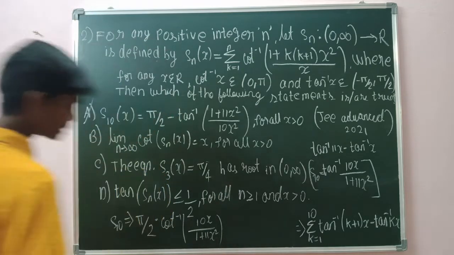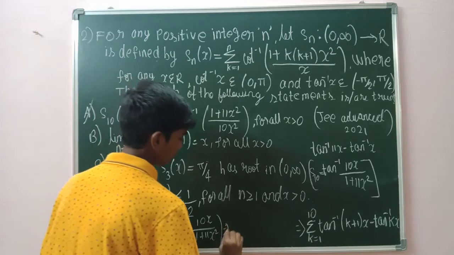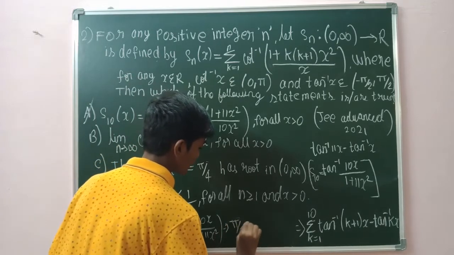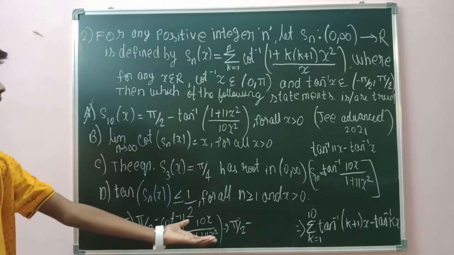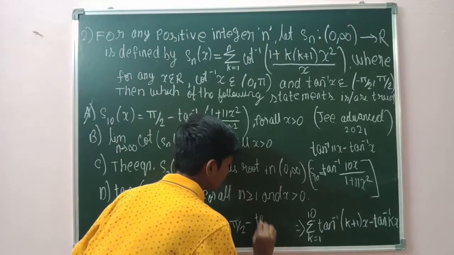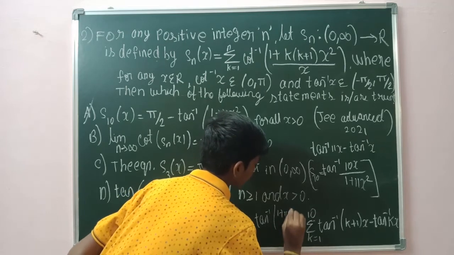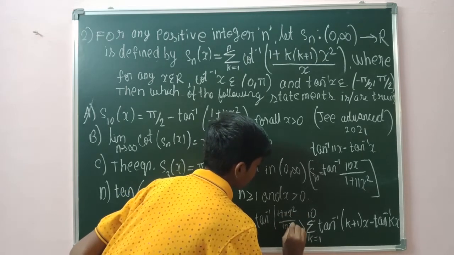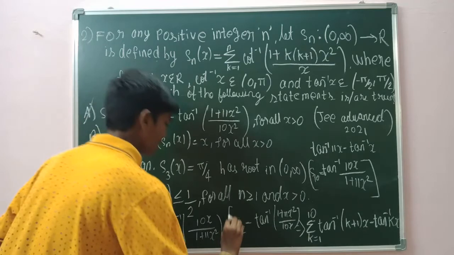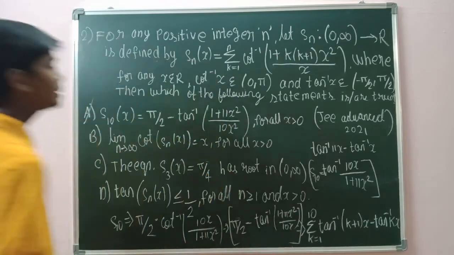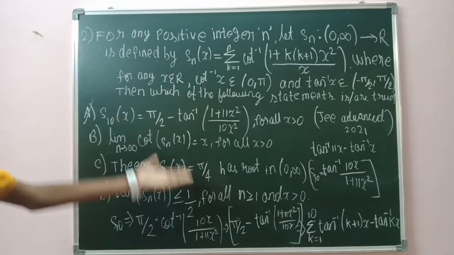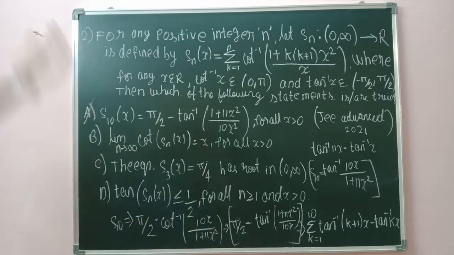So what I am saying is, I can write the same S10 of x as pi by 2 minus cot inverse of 10x by 1 plus 11x square, which can be written as tan inverse, just reciprocated, so you get (1 plus 11x square) by 10x. Correct? So this is your S10 of x, and that is what is given in option A. S10 of x is pi by 2 minus tan inverse of (1 plus 11x square) by 10x. I hope you see whatever I am trying to do here. So that's how your option A is correct.